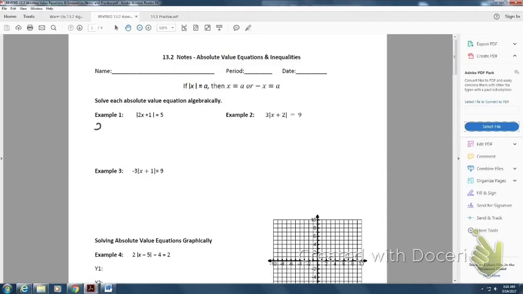I'm going to take 2x plus 1. I'm going to set it equal to 5. And I'm going to set it equal to negative 5. Because 5 and negative 5, those are the only two numbers that when I take the absolute value of them, I'm going to get 5.